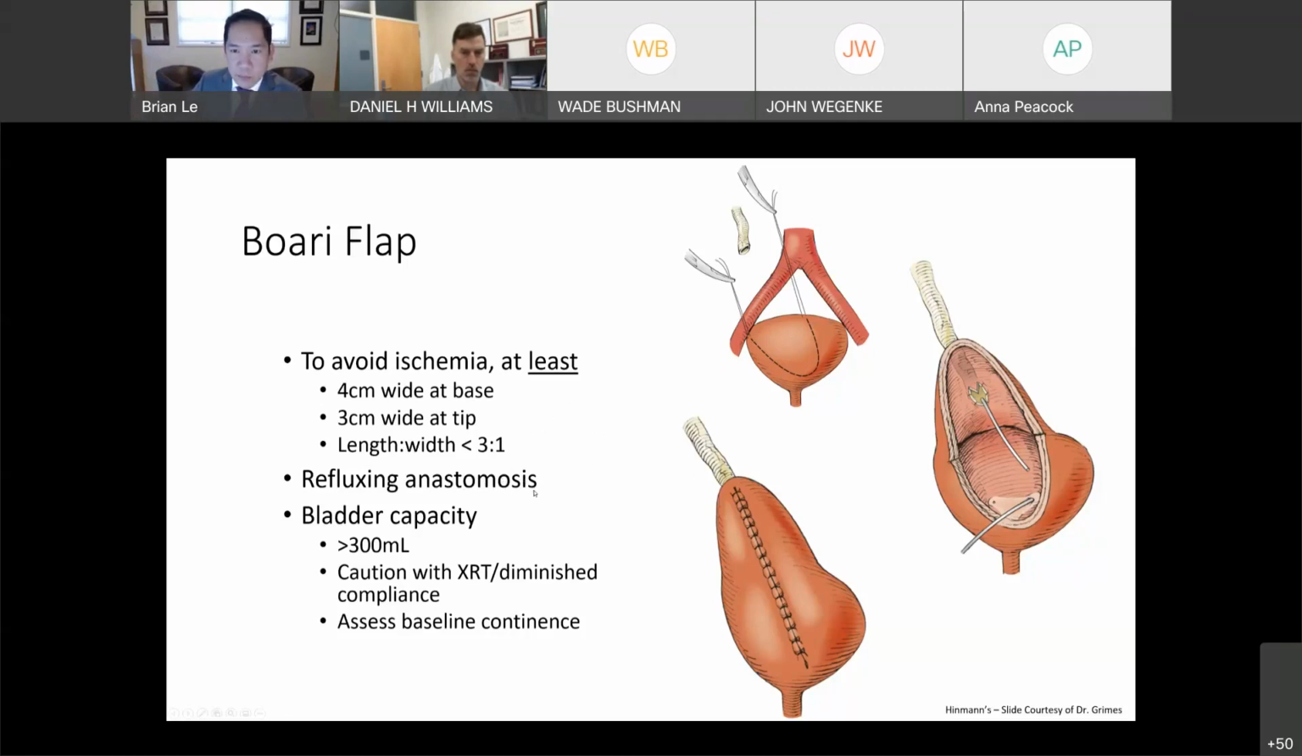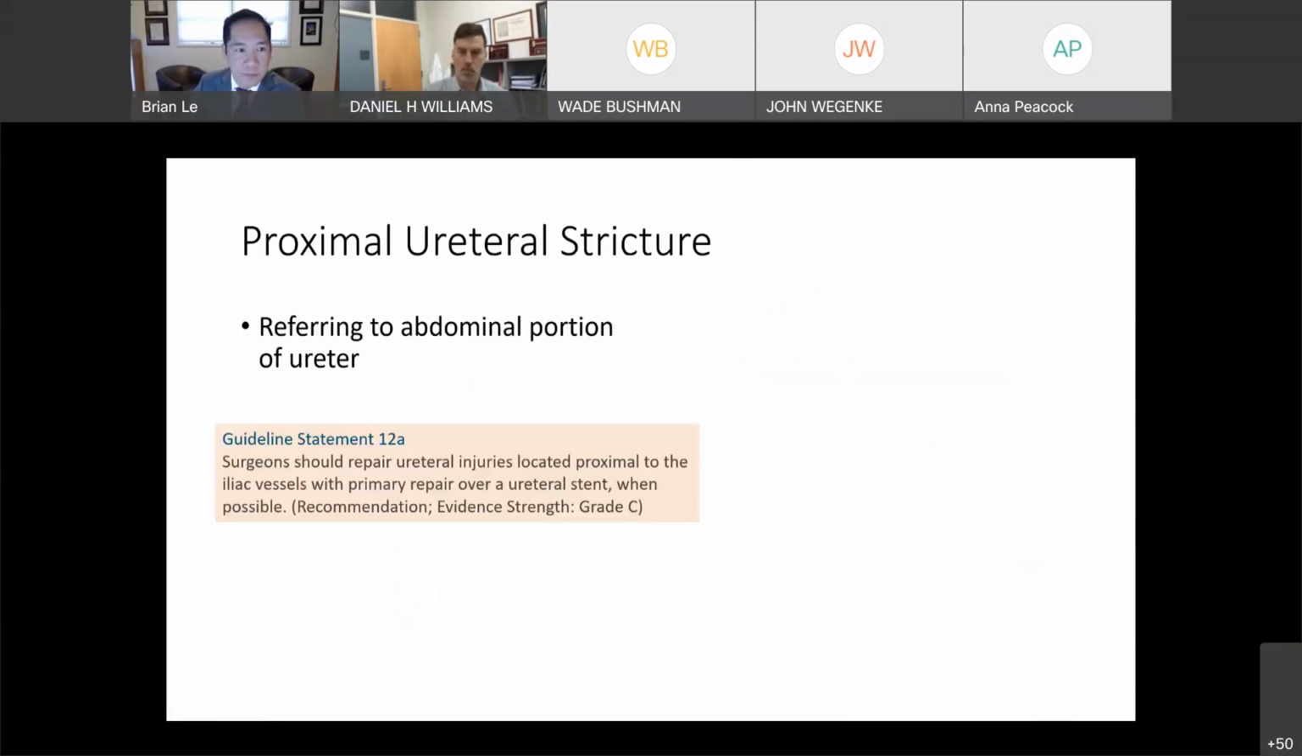Reflexing anastomosis means you don't have to tunnel. So that might give you a couple more millimeters, maybe a centimeter distance. And then you just generally want to have a good bladder capacity, be cautious with radiation situations, and understand its implications on continence. So that's mid to distal ureteral strictures.